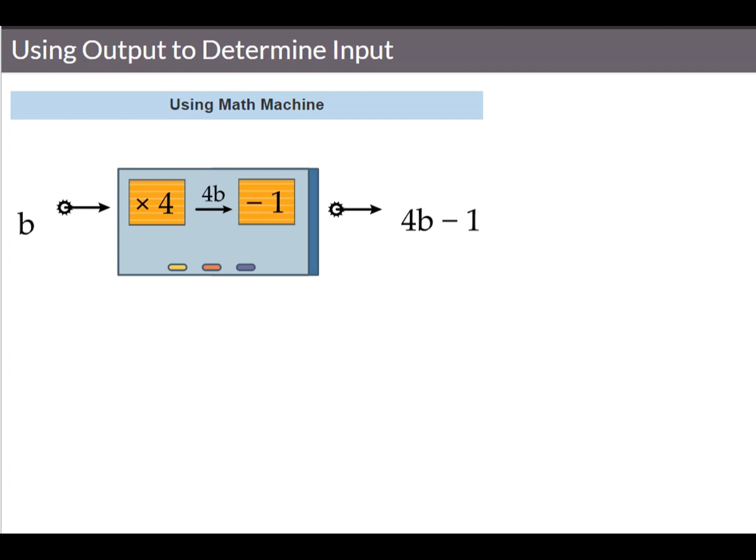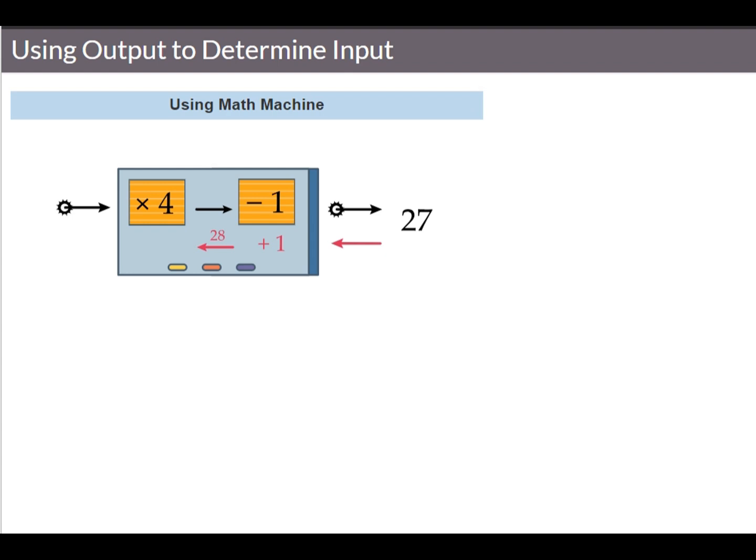The second way that we can work with a math machine is to use a given output to determine an input. Again, let's consider the math machine for 4b subtract 1. If the output is 27, then we can take the output and reverse the actions of the machine to find the input. In the original machine, the last step we took was to subtract 1, and so this is the first thing that we must reverse. Since addition is the opposite of subtraction, we reverse subtraction of 1 by adding 1. So we take 27 and we add 1, and we get 28.